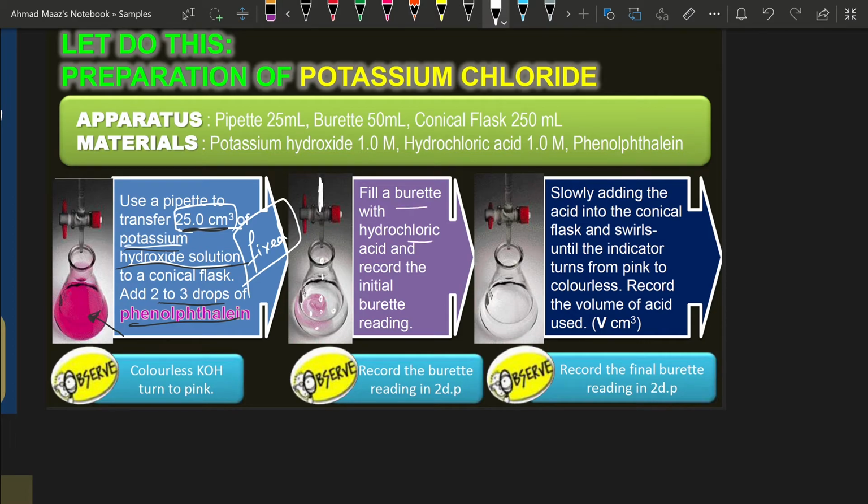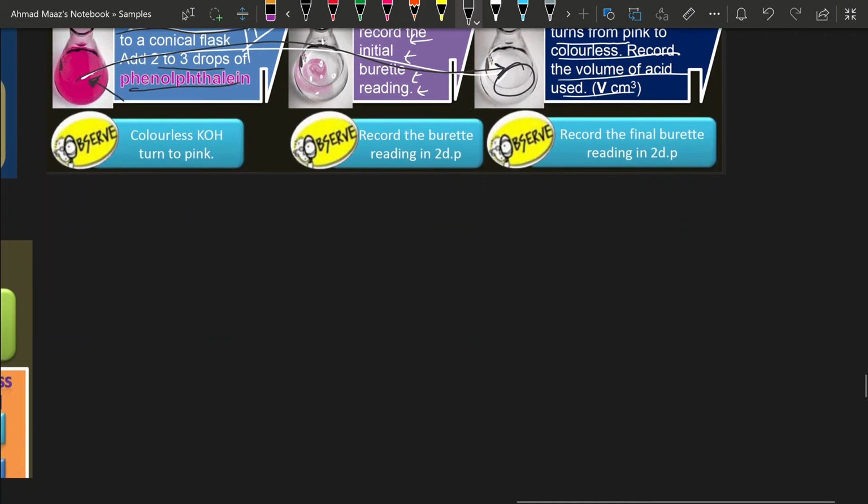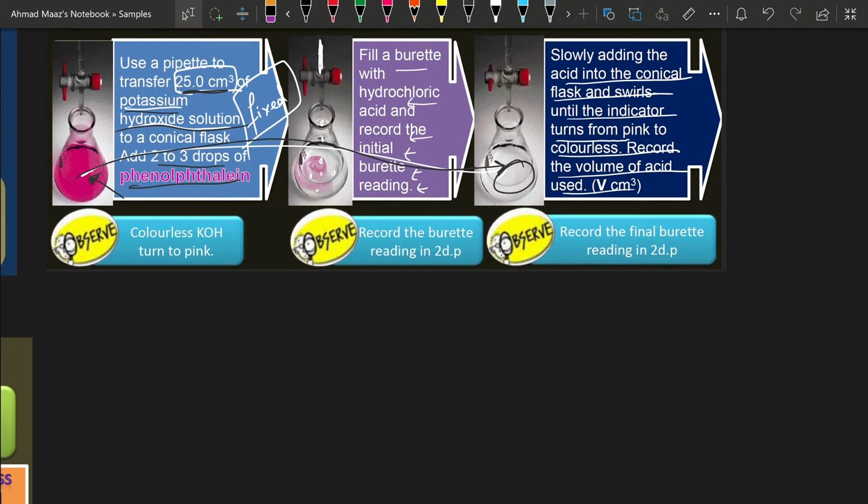Fill the burette with hydrochloric acid and record the initial burette reading. That is done so that you can read the final burette reading at the end of the experiment, and see the difference, so that you know how much acid is used. Slowly add the acid into the conical flask and swirl until the indicator turns from pink to colorless. Record the volume of acid used. You see that from here to here the indicator has changed color from pink and the solution is now colorless. So you record this burette reading, how much of the acid is used.